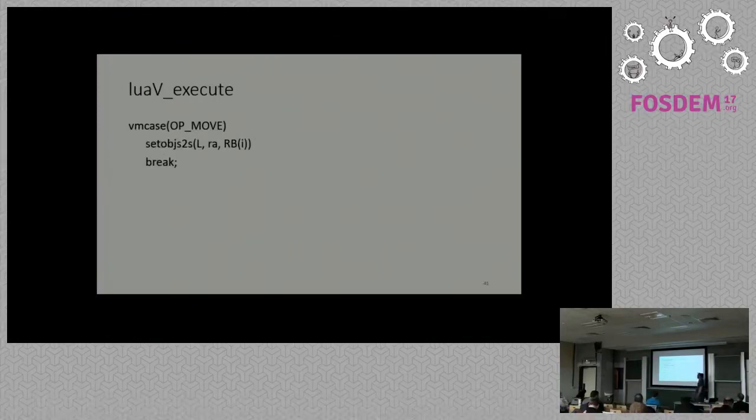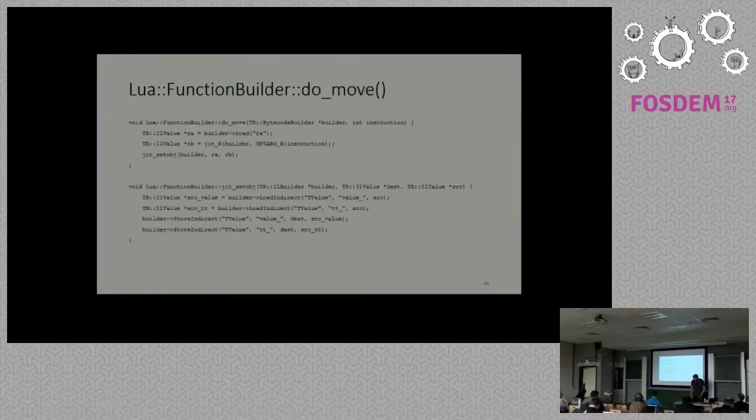So that was do move on the screen a second ago. This is basically the code from the interpreter for do move. It copies the value from register RB into RA. Very straightforward.